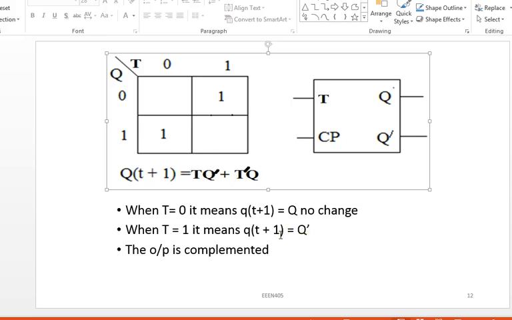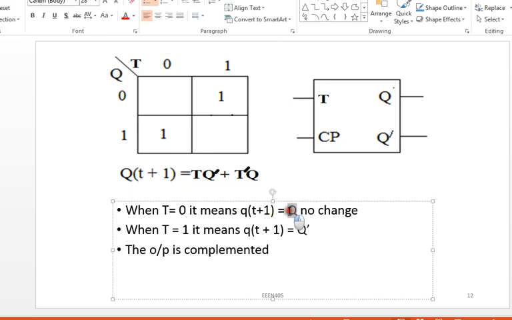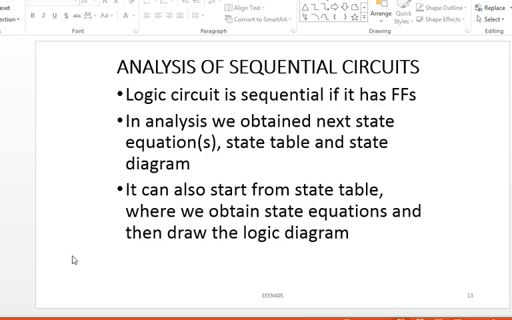So what we are saying is that whenever T is 0, the output remains as the previous Q. But when T changes to 1, the output will now toggle, it will go to Q prime, and that is why we call it T flip-flop, and that's the toggling effect.